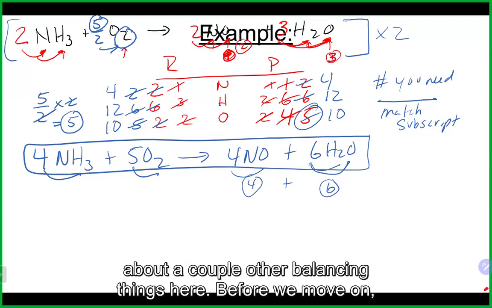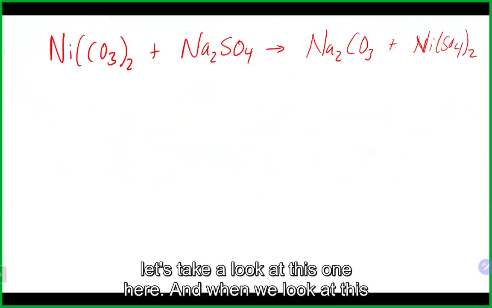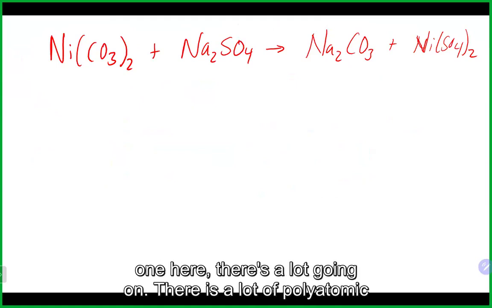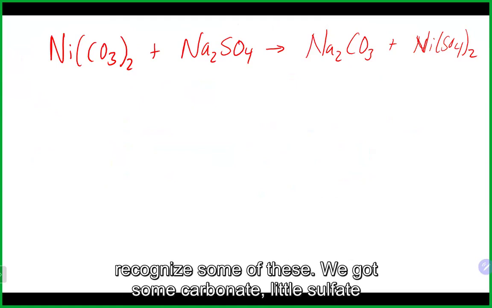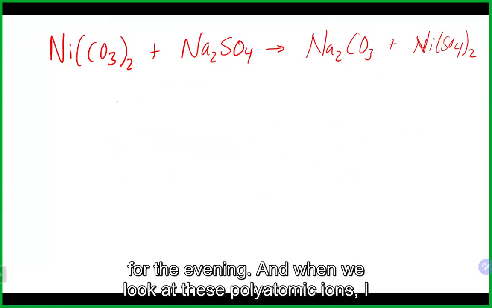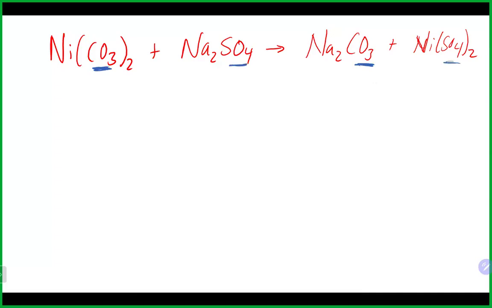All right, let's talk about a couple other balancing things here before we move on. Let's take a look at this one here. And when we look at this one here, there's a lot going on. There is a lot of polyatomic ions in these guys. And if you look at it, you hopefully should recognize some of these. We got some carbonate, a little sulfate for the evening. And when we look at these polyatomic ions, I got carbonate there and there. I got sulfate there and there.